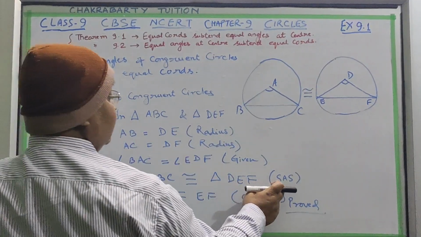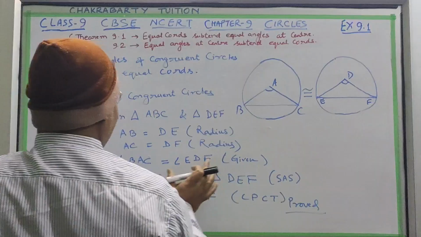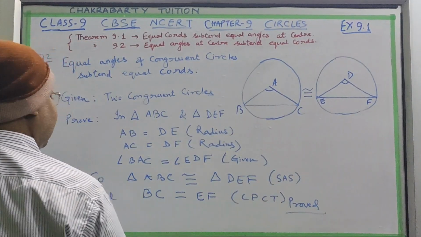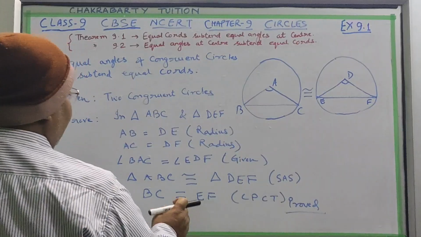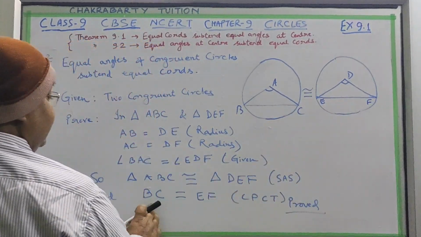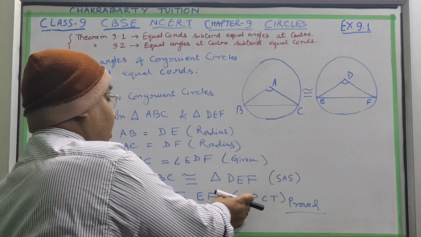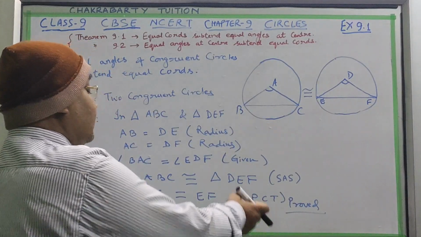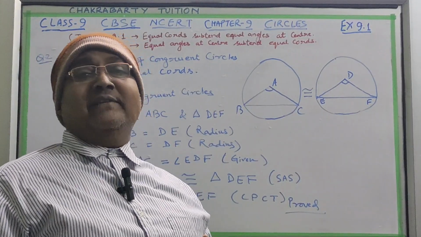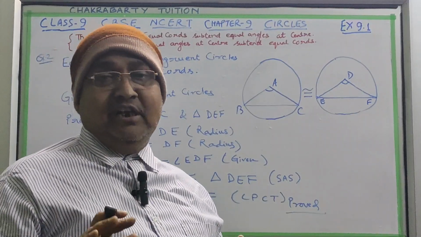So based on the side-angle-side rule, this triangle and this triangle will be congruent. When these are congruent, this line will be equal to this line. BC and EF will be equal, by corresponding parts of congruent triangles. So in this way we can prove our question number 2 also. Now we will go to exercise 9.2 question number 1. From there we will start.